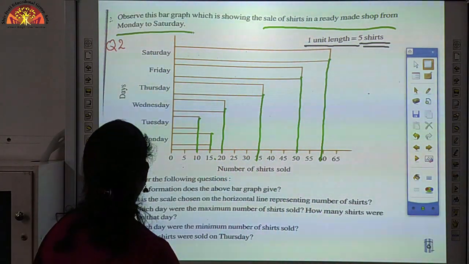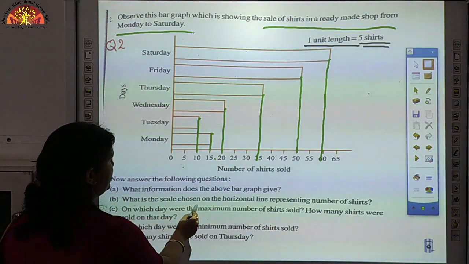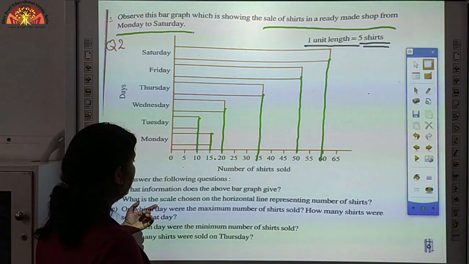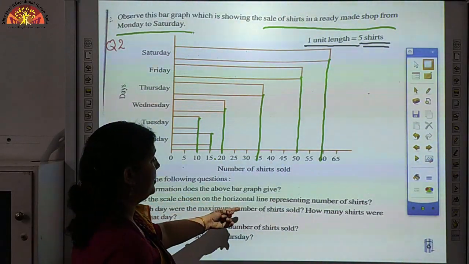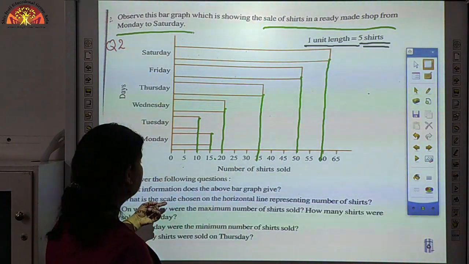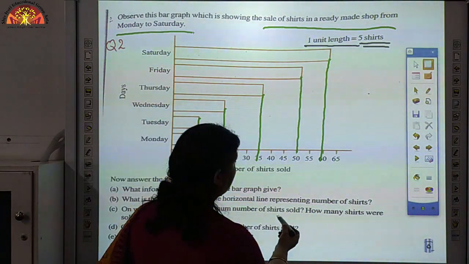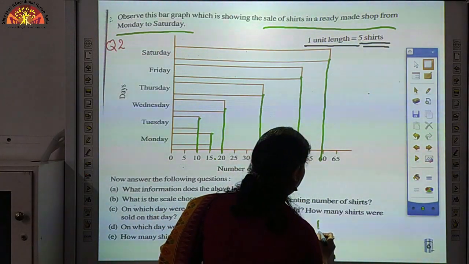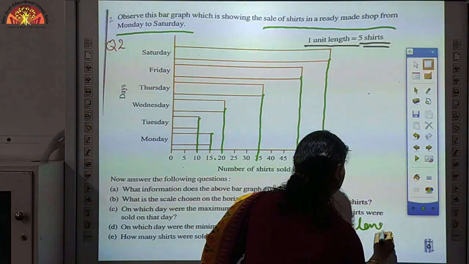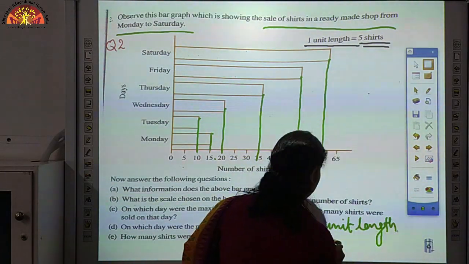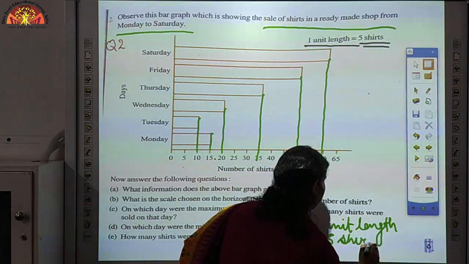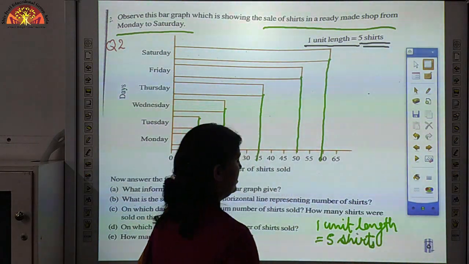Now in the second question, what is the scale chosen on the horizontal line representing number of shirts? आपको बताना है कि horizontal line पर it means x axis पर जो नंबर ऑफ शर्ट्स का स्केल चूज किया है वो क्या है? सो इट इज इक्वल्स टू 1 यूनिट लेंथ इज इक्वल्स टू 5 शर्ट्स. अंडरस्टूड?